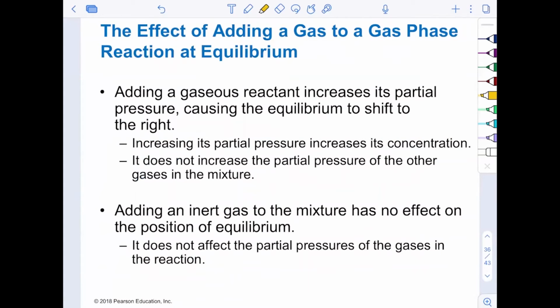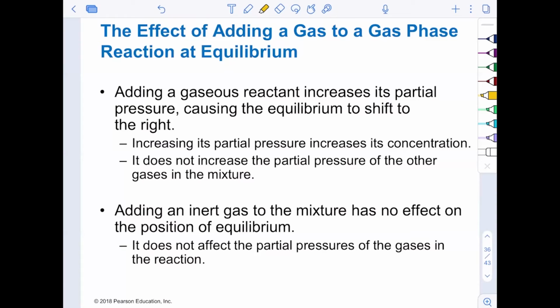Now, adding gases. Again, concentration is a little bit easier. When we think about molarity, all we have to add is more moles of something. Now, adding a gaseous reactant, if we have gases in our reaction, we think about adding gases, meaning increasing the partial pressure. Anytime we add a reactant this way, we cause the equilibrium to shift to the product side. We're going to use that reactant. Increasing the partial pressure increases its concentration. It does not increase the partial pressure of the other gases in the mixture.